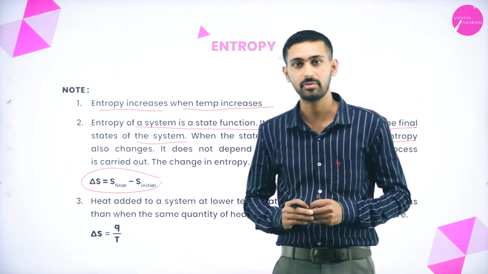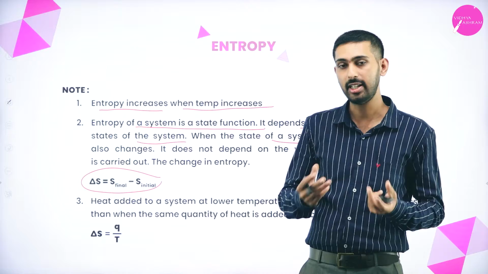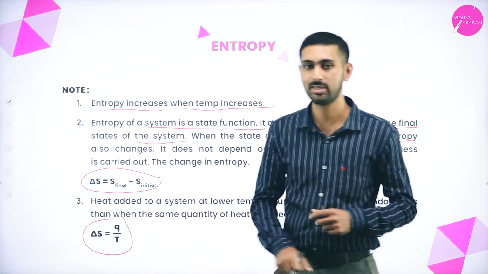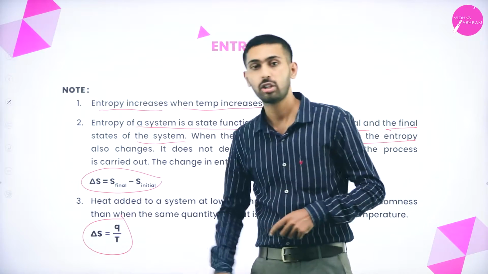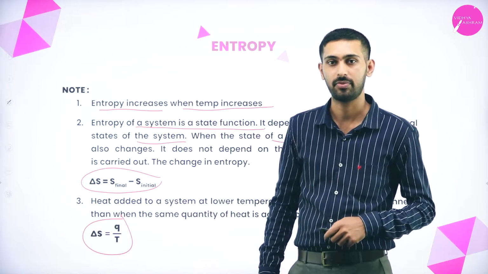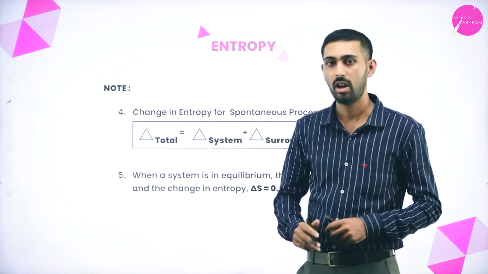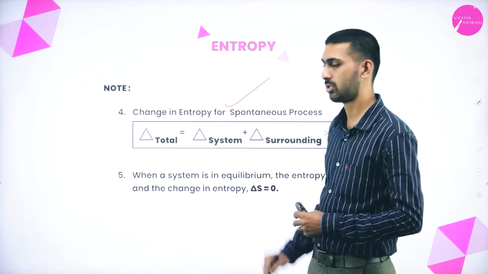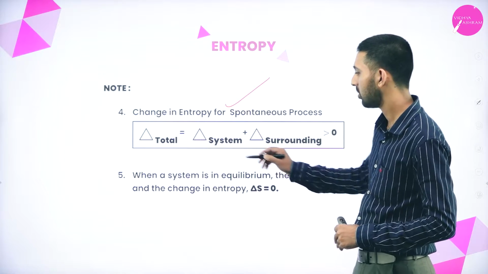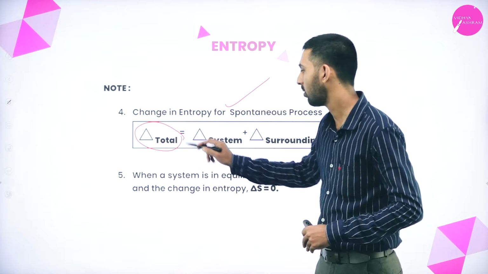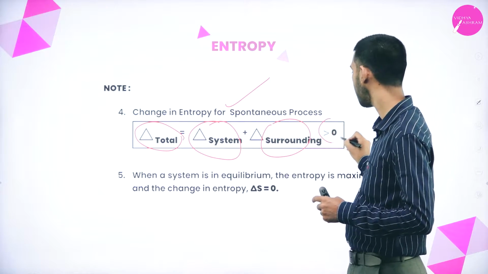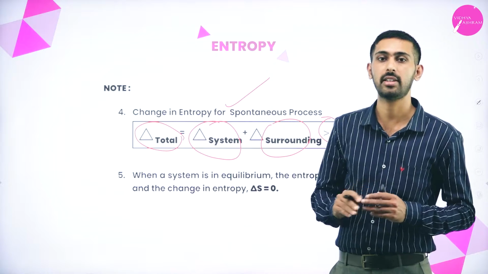Okay. Next thing is when heat is absorbed by the system. There will be a change in entropy when heat is absorbed by the system. So delta S is equal to Q by T. Here Q is the heat absorbed and T is the temperature. Okay. Next, how will you calculate change in entropy for a spontaneous process? Delta S total is equal to delta S system plus delta S surroundings, and it will always be greater than 0.